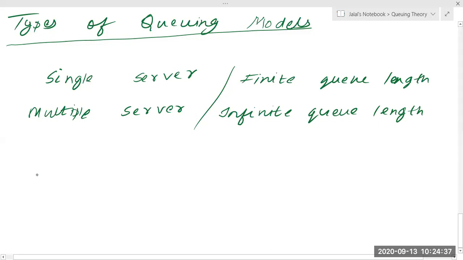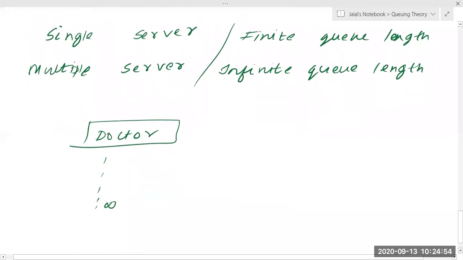Now, before starting, I'll explain single server. Suppose this is a doctor, and the doctor has no limit for the number of patients to arrive. Infinite number of patients can arrive.